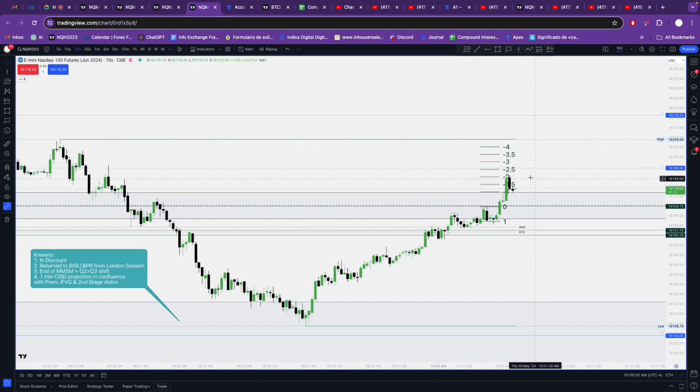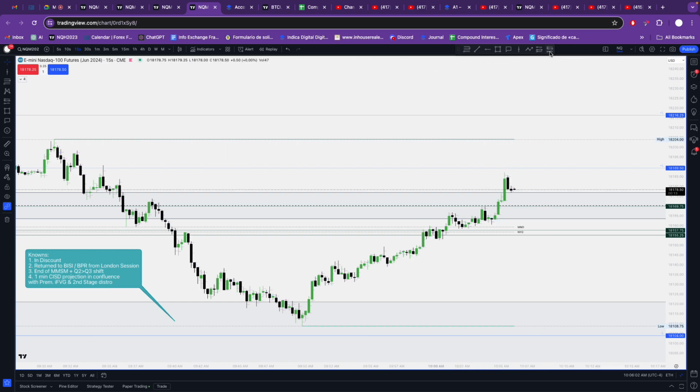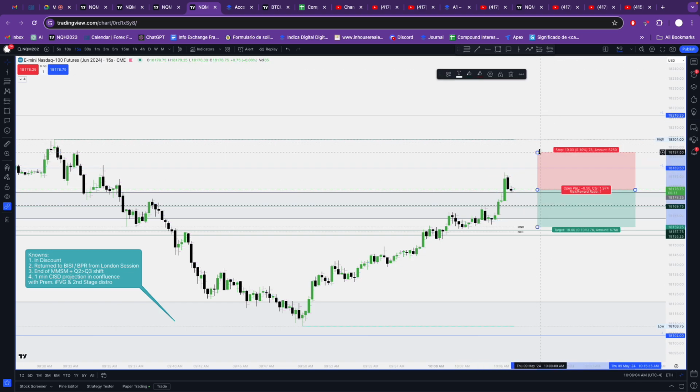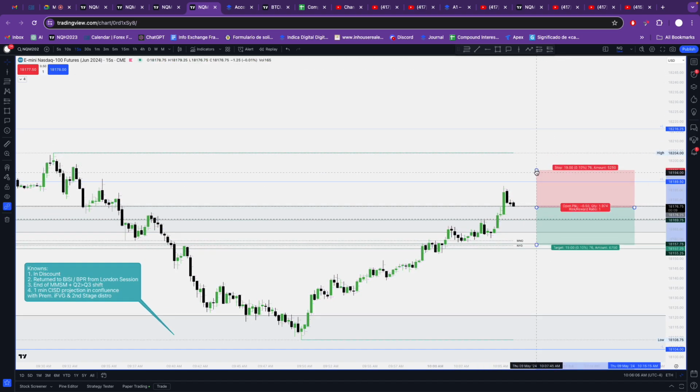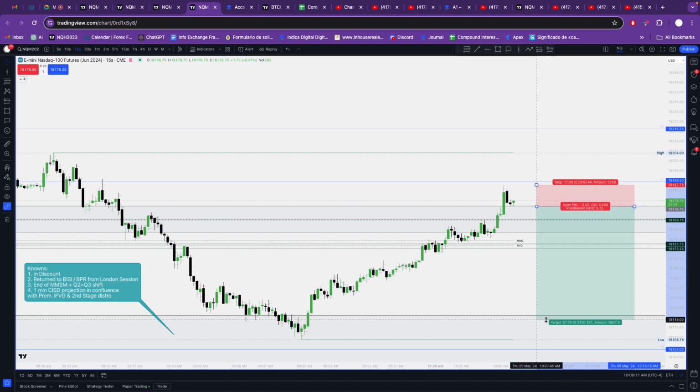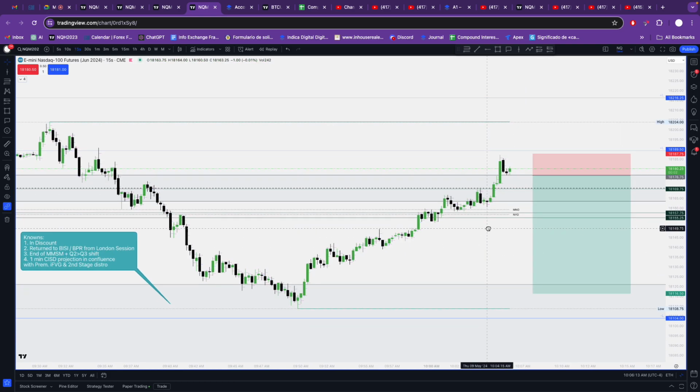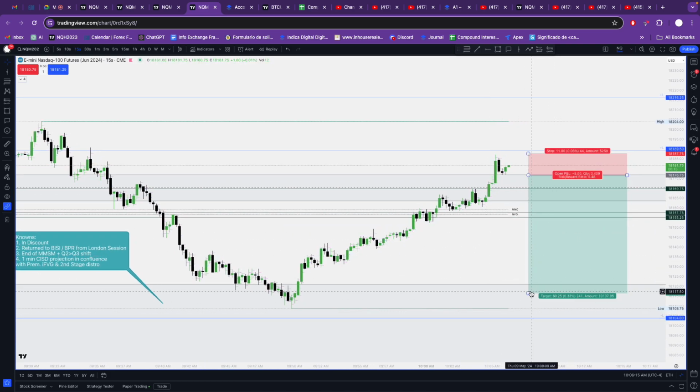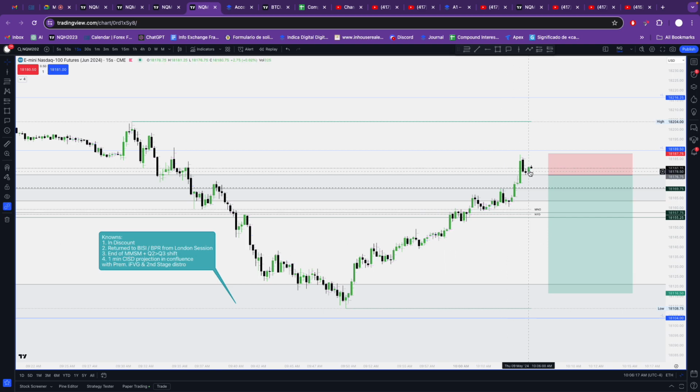Ooh, 2.5. This might be our short position here. Say we get in right here. Stop would be right here. 11 points. This is pretty deep in the discount. Let's see what setup we can get here. We've taken out these highs right here.